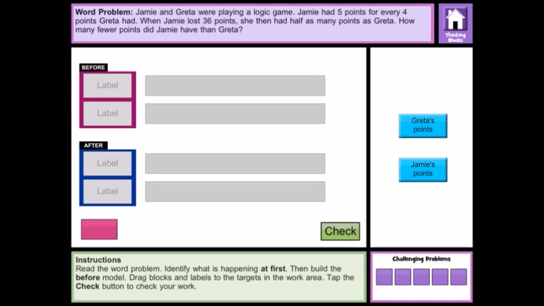We're going to have a go at a ratio problem using the Singapore bar modelling that we practiced in class. Jamie and Greta are playing a game, and you can see from the problem here that they have points in the ratio of 5 to 4. So let's set up our before model.